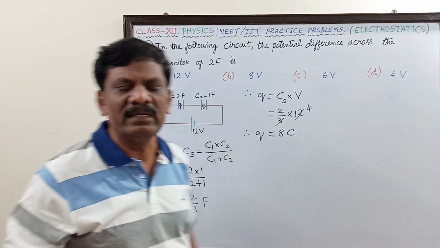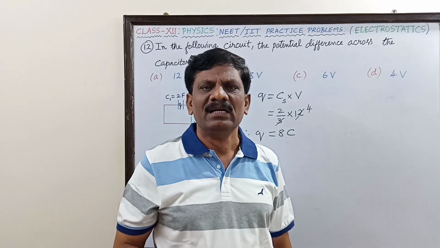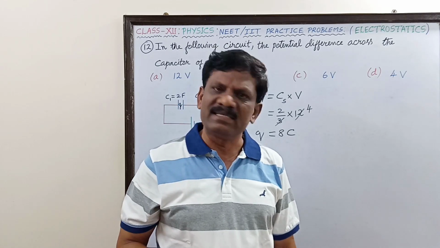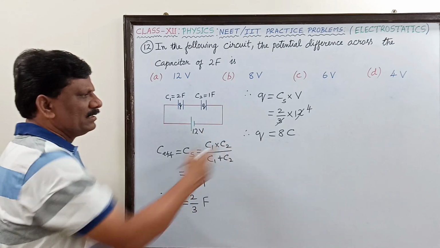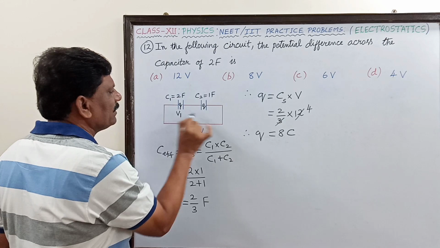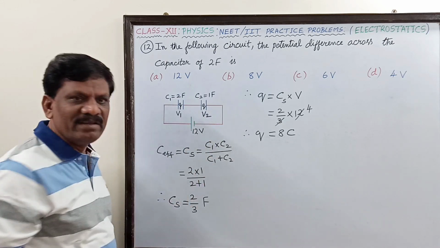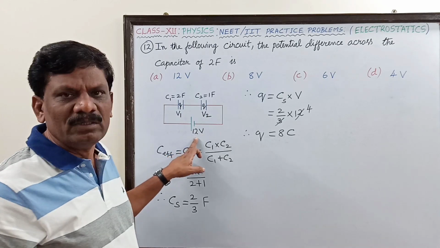Now, when two or any number of capacitors are connected in series, the same charge Q will be stored in the capacitors, irrespective of their capacitances. The charge stored will be the same, and that is equal to the total charge, 8 coulomb. But the potential difference across the capacitors will be different. So V1 plus V2 must be equal to 12 volt.